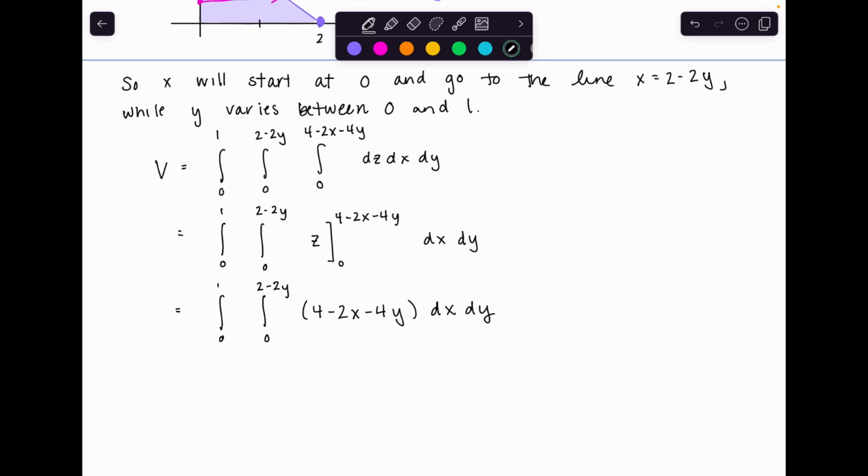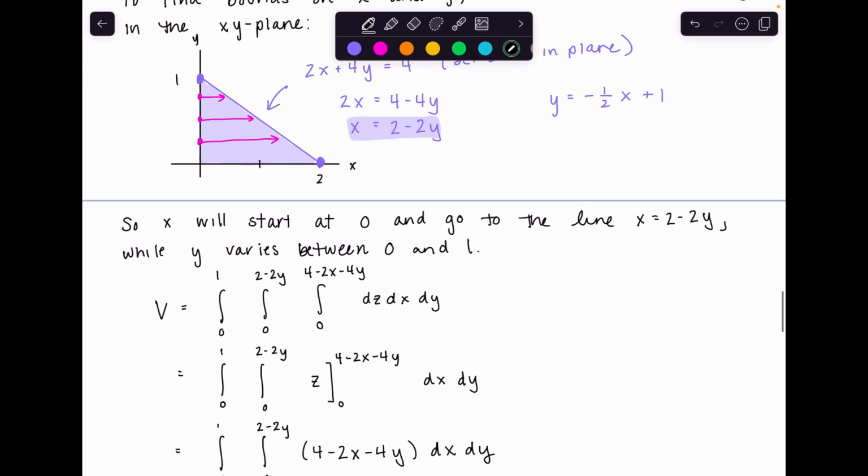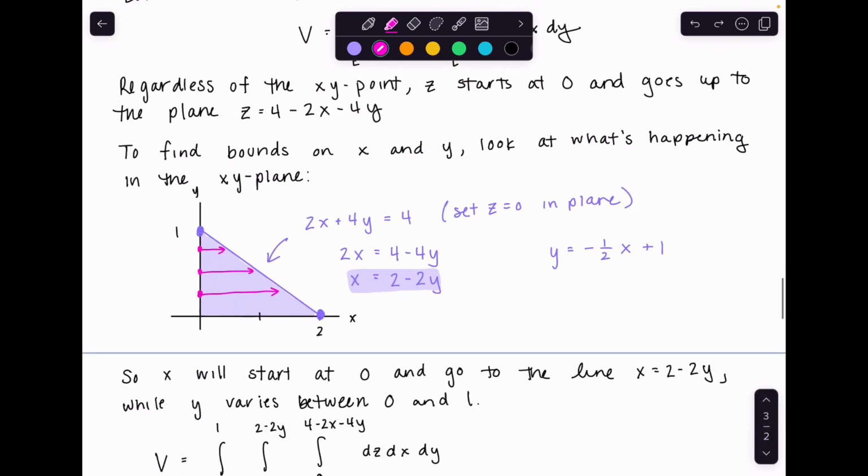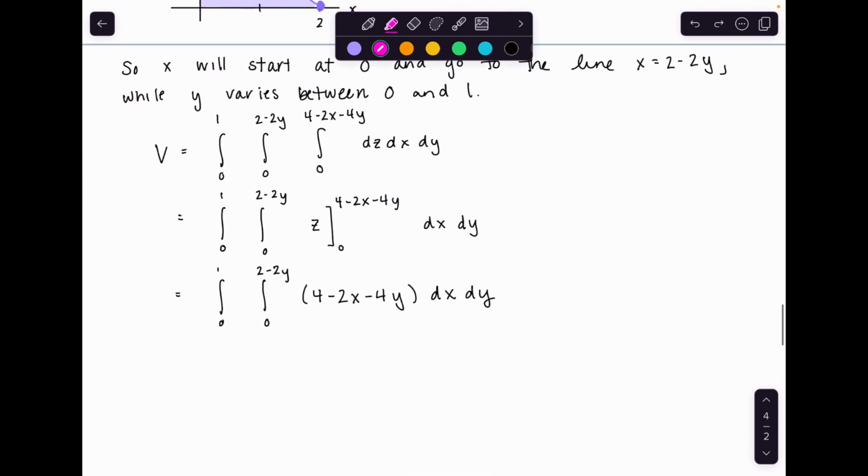And this is exactly what we did in the last section, because you had to figure out the function that went on the inside for your double integral. You use the xy plane to figure out your x and y bounds. But back up here, your z bounds would be starting at 0 and going up to the plane. So the inside expression would be the plane. So this is how we would set this up with a double integral.